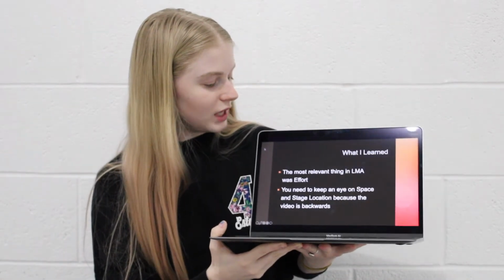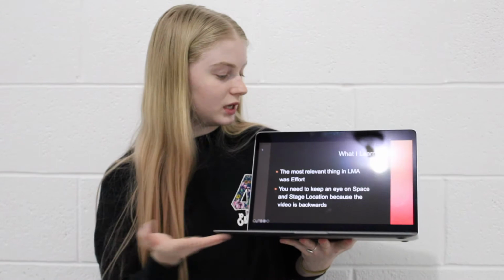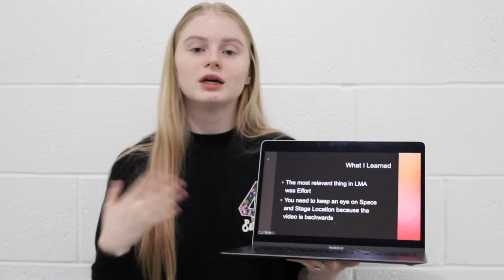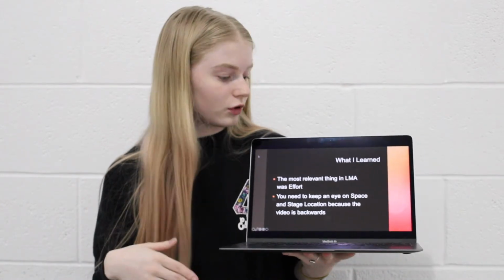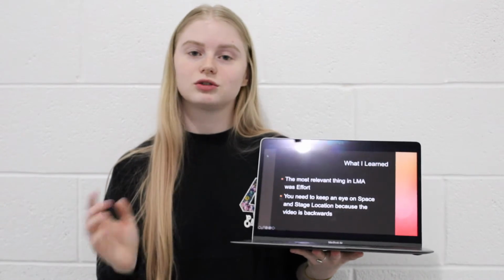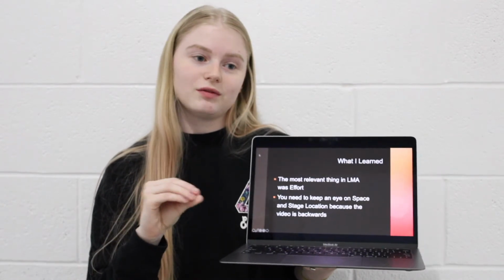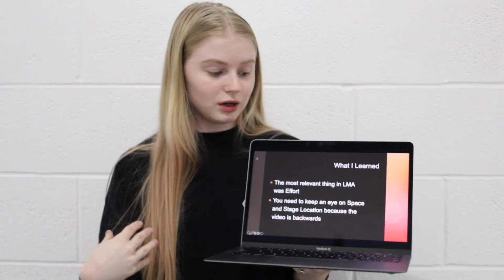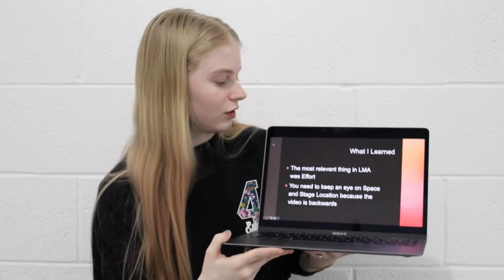And it's sometimes easier to think about it, what's closing and what's opening. And then you also have to keep an eye on space in general, whether you're in the sagittal plane or the vertical plane, because it's kind of hard to transfer a 2D video into a 3D body. So you have to really keep an eye on that and look for those.